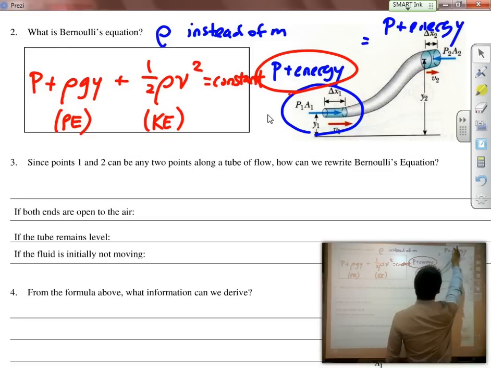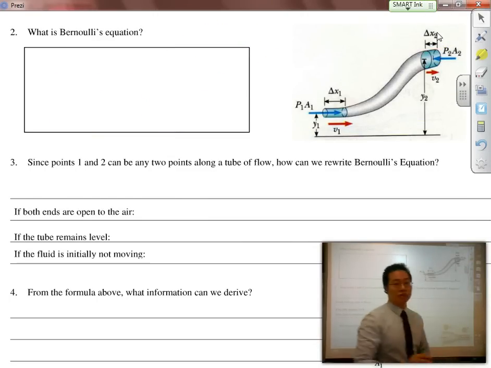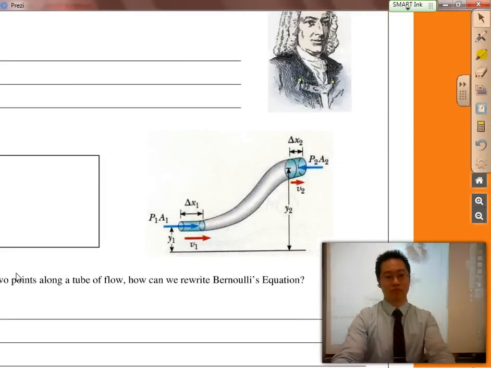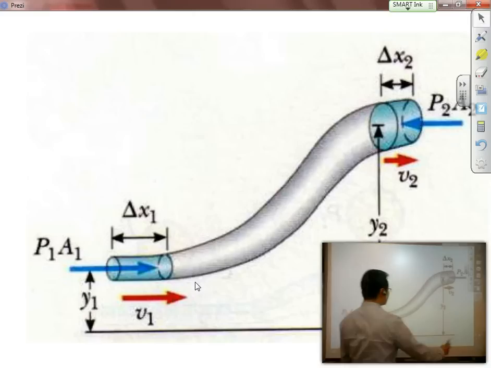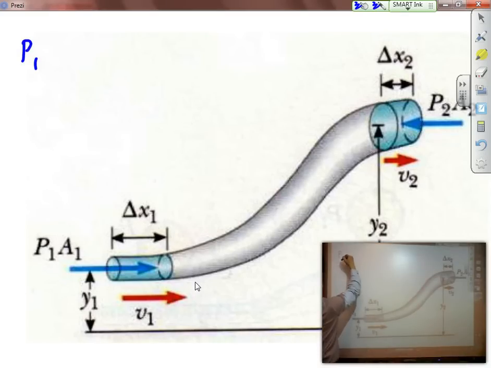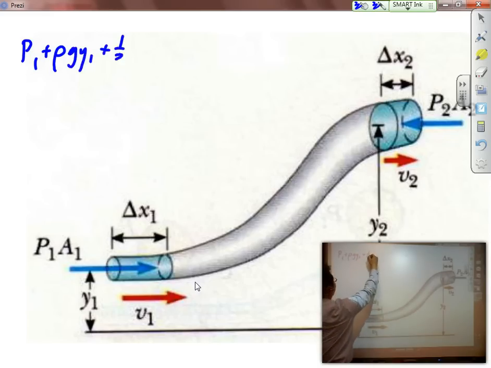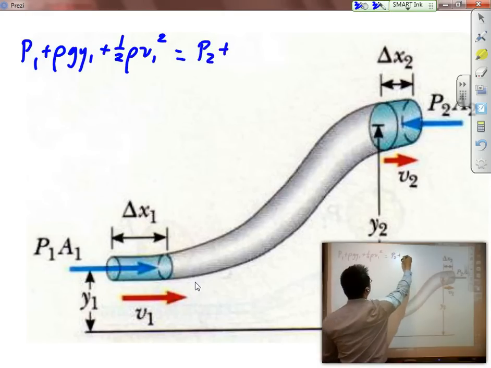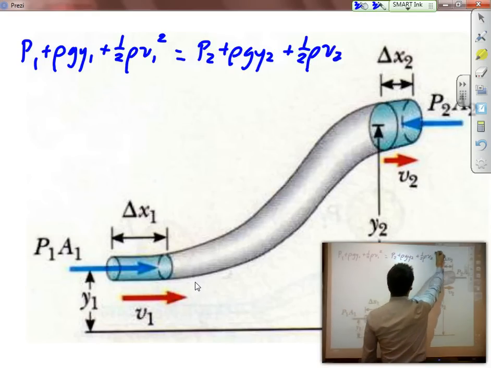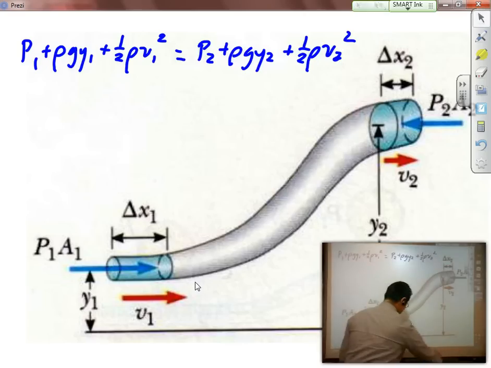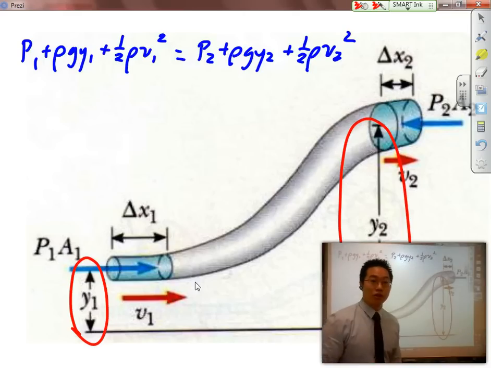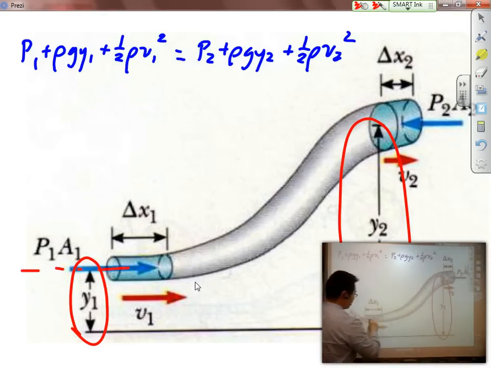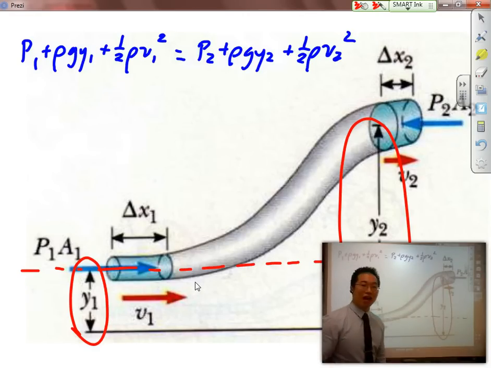So let's take a quick look at this diagram then. Okay. So if I were to actually write this out, I would be able to write P1 plus rho g y1 plus 1/2 rho v1 squared is going to equal P2 plus rho g y2 plus 1/2 rho v2 squared. Now, y1 and y2 are given over here, although just like with potential energy, you can make the bottom wherever you want. So technically, you can make that part the bottom. So how much y1 would there be in this case? Of course, if it's at the bottom, y1 would then equal 0.